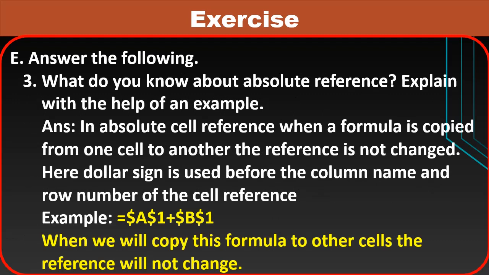Now look at the answer. What do you know about absolute reference? Explain with the help of an example. Here you will write the definition of the absolute reference as it is. In absolute cell reference, when a formula is copied from one cell to another, the reference is not changed, and here the dollar sign is used before the column name and row number of the cell reference. One example, $A$1 plus $B$1. Here you have to write the explanation. When we copy this formula to other cells, the reference will not change.